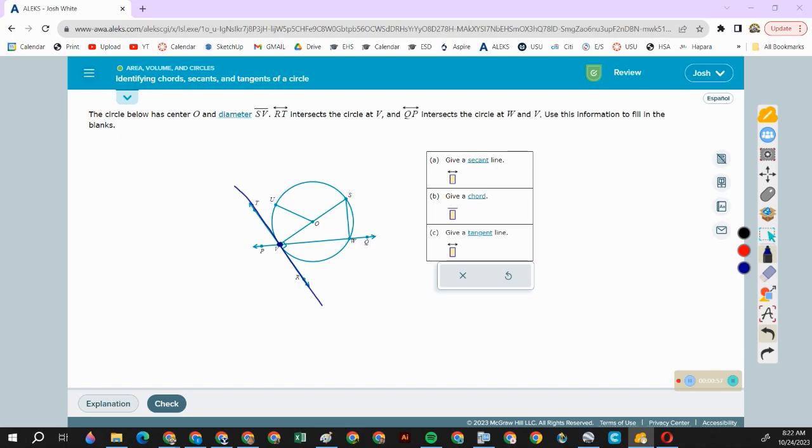So a line that is tangent to a circle will always create a right angle with a radius that shares that point. And that's going to be important today. So here you just need to name the appropriate figure.